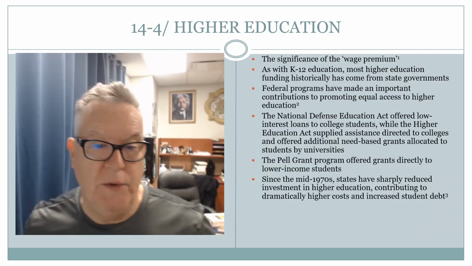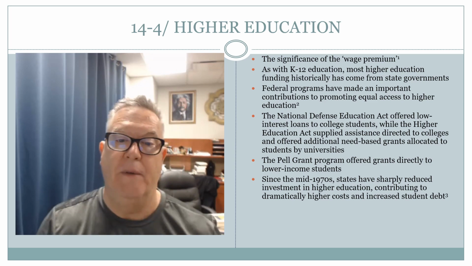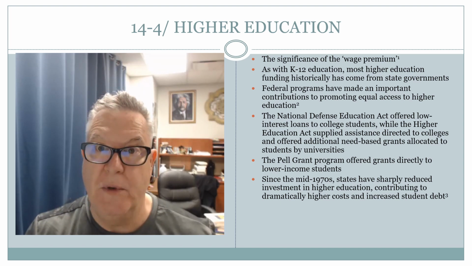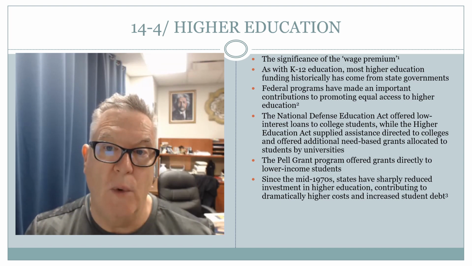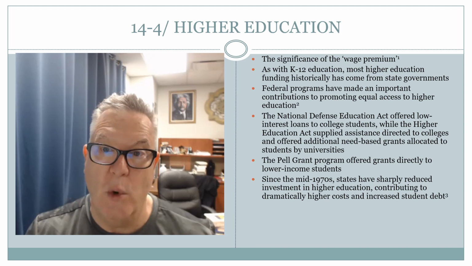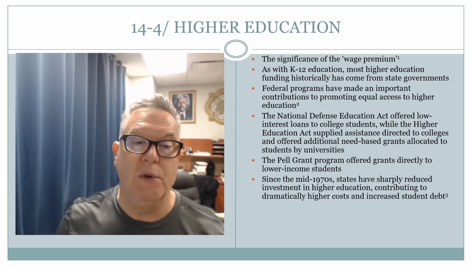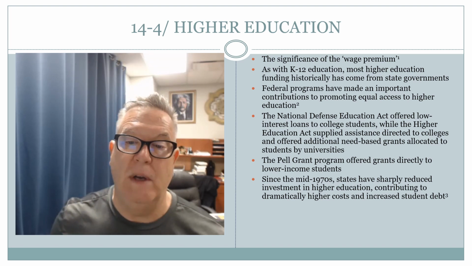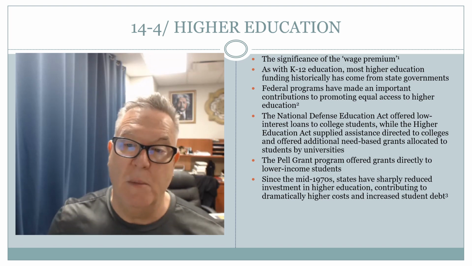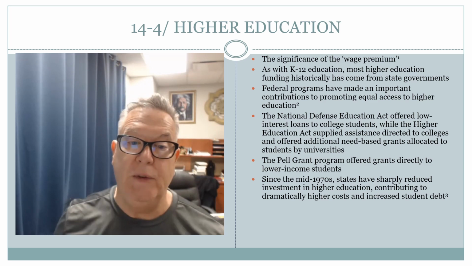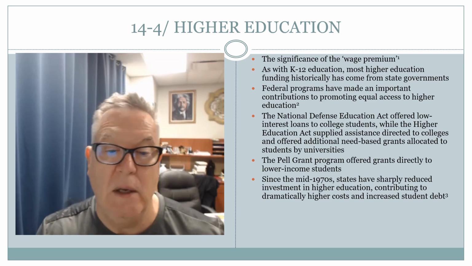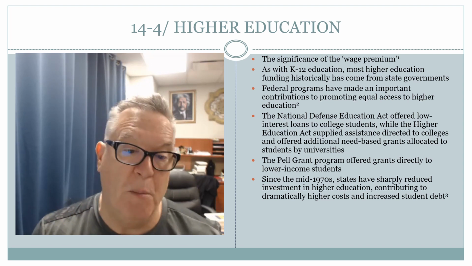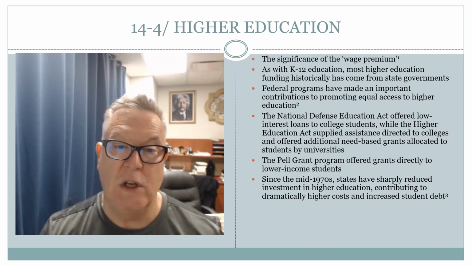In higher education, there is the significance of this idea of a wage premium. College graduates generally do earn up to 50% more than high school graduates, and that constitutes another important gateway to equal opportunity. As with K through 12 education, most higher education funding historically has come from state governments who viewed that investment as wise and contributing to a healthy state economy. Federal programs have made important contributions to promoting equal access to higher education.